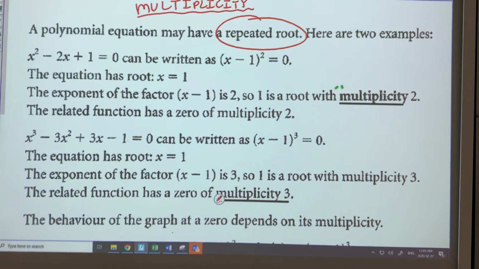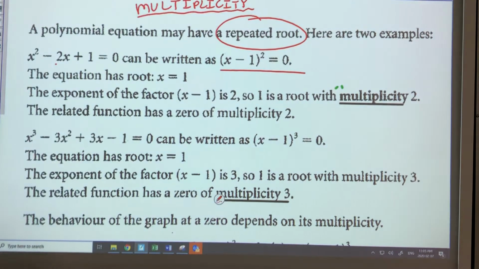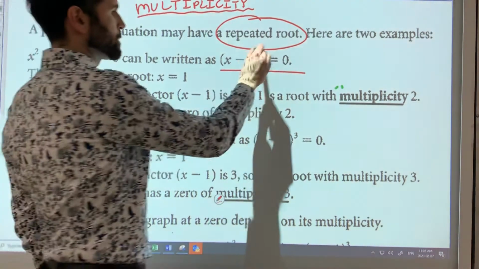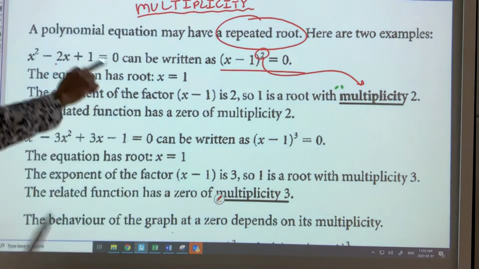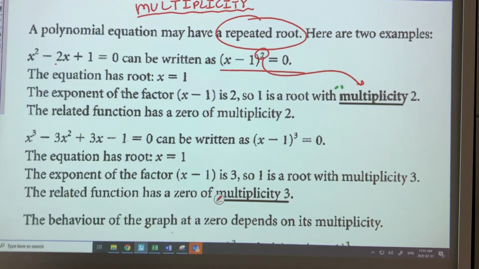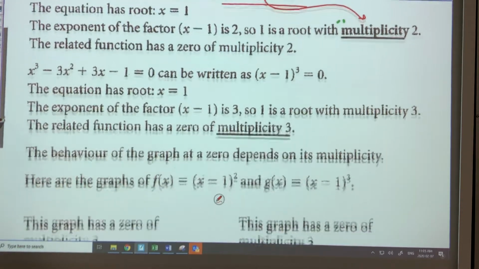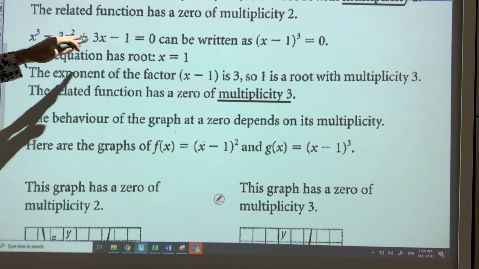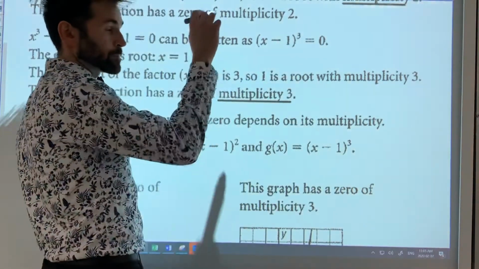Here are 2 examples. Here's something that you can factor and you get x minus 1 squared. That has a repeated root. When that happens, we look at the power of that repeated binomial, and that's the multiplicity. So we say this graph has a multiplicity of 2 at the x-intercept 1. Great. Here's another graph. This one is degree 3. It actually factors out to x minus 1 to the power of 3.